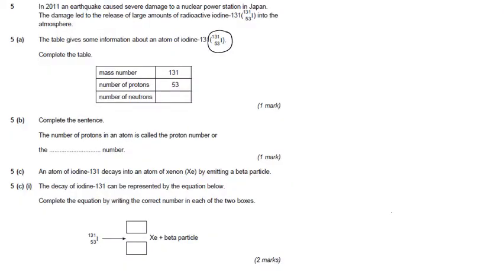Iodine has 53 protons, and the 131 represents the number of protons plus neutrons, so the number of neutrons is 131 minus 53, which is 78. The number of protons in an atom is called the proton number, or it's also known as the atomic number of that atom.